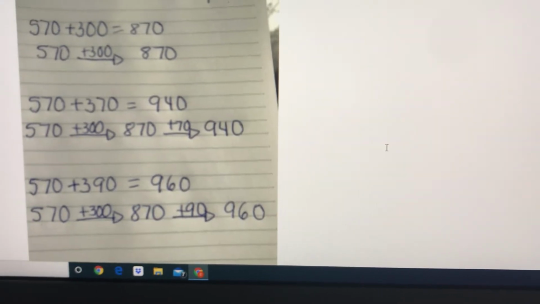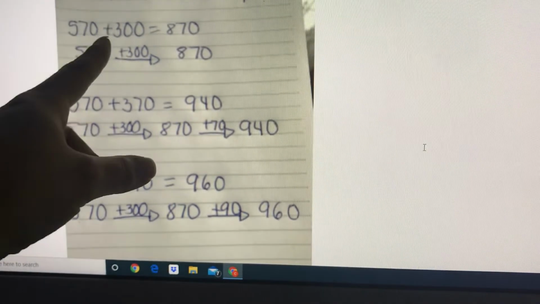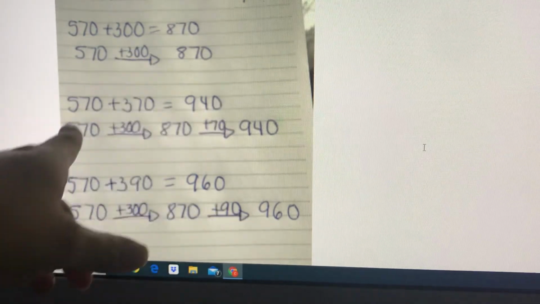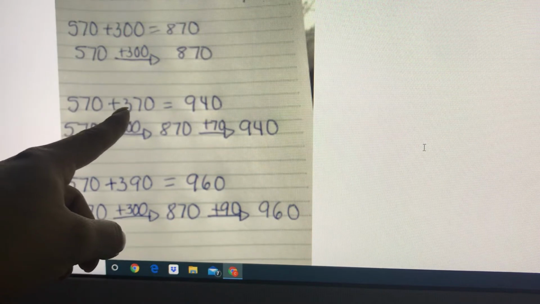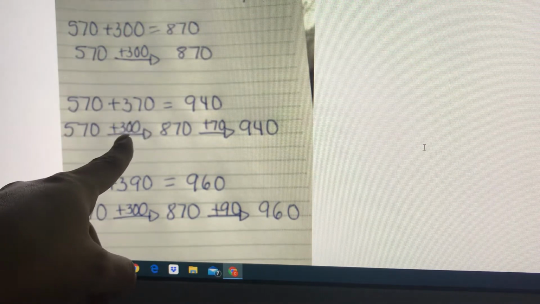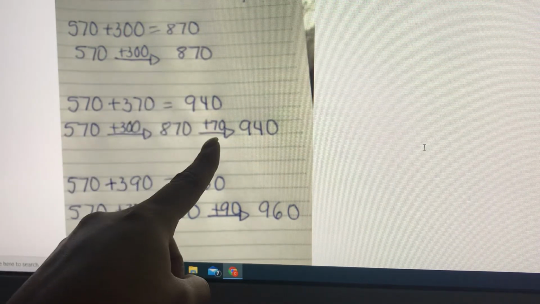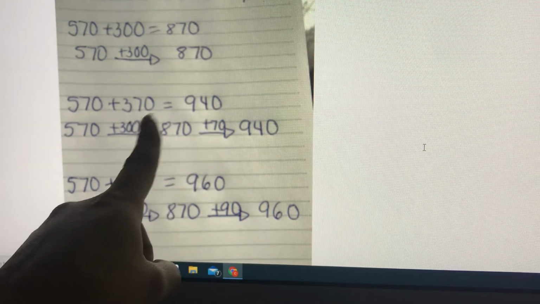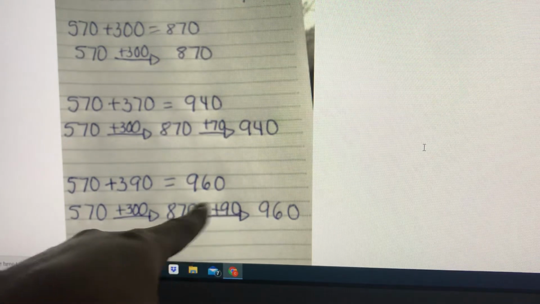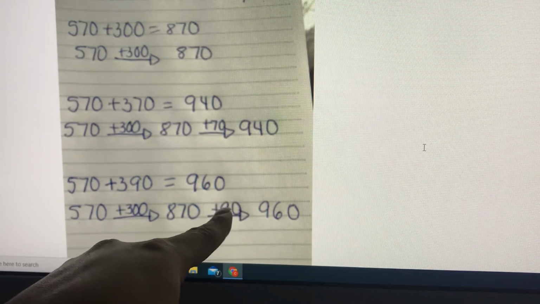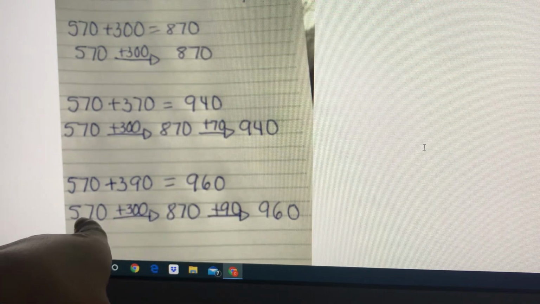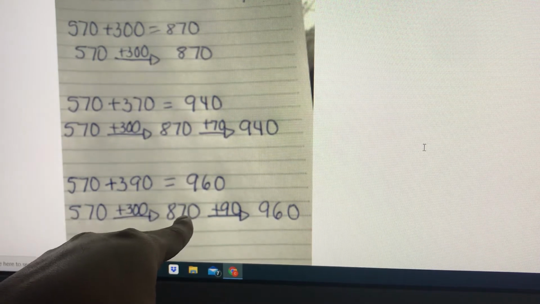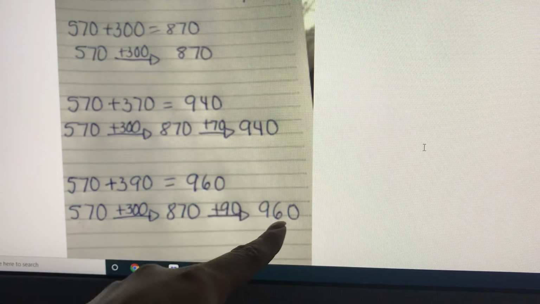So I would take all of the hundreds all at once, and I would add it. And then for 370, I would take all of the hundreds, and then I would take all of the 70, which is in the tens place. And then this 90 could have been very tricky. So there would be two ways that I could do this. I could say 570 plus 300 equals 870 plus 90 equals 960.